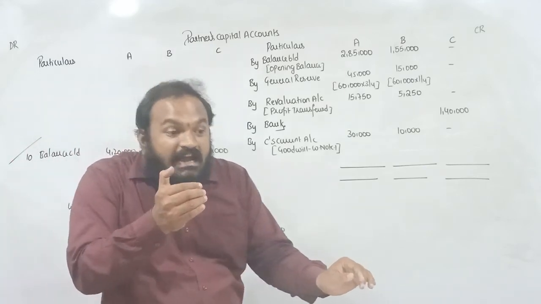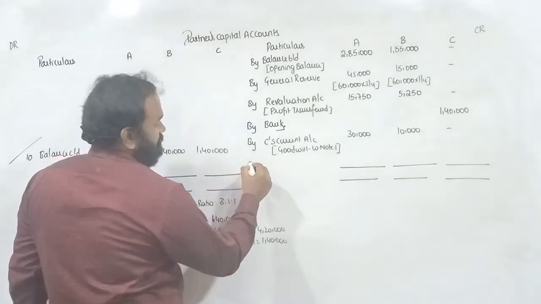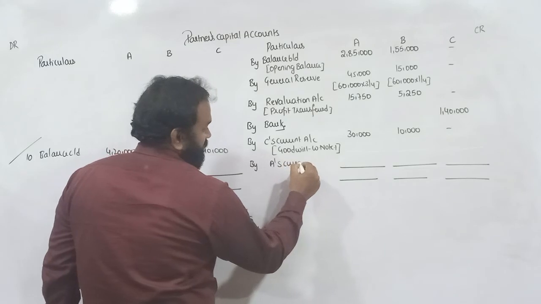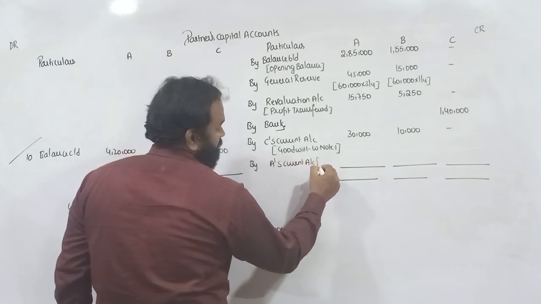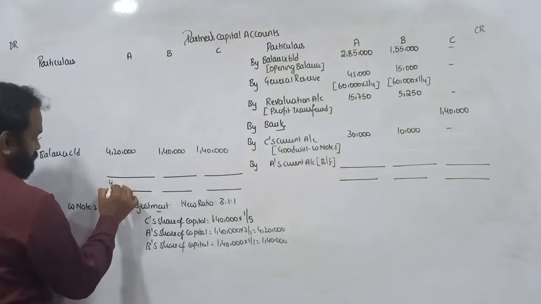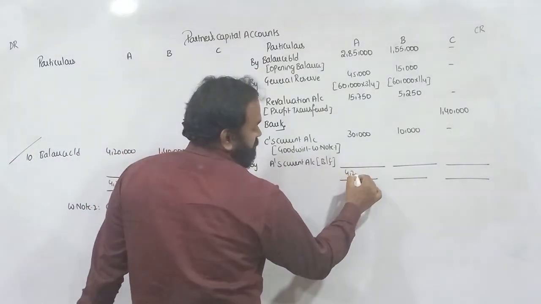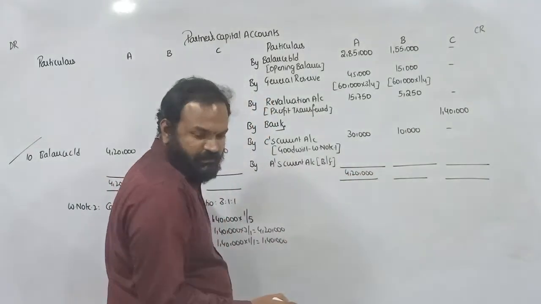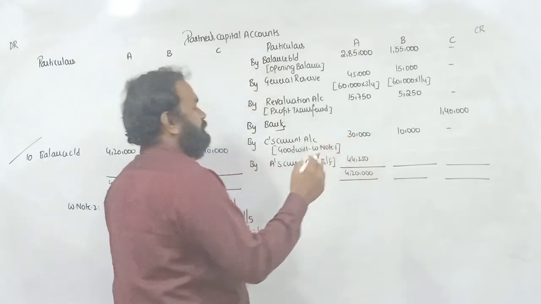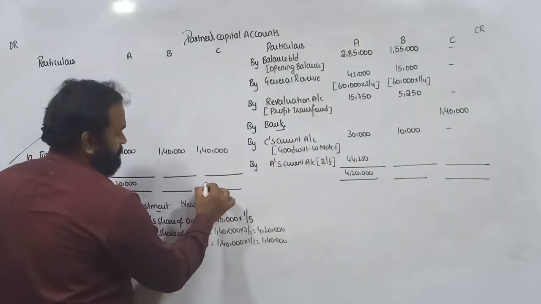He is not asking to bring balance cash, but is asking to adjust to the current account. By A's current account, balancing figure, 4,20,000. What is the balancing figure? It's 44,250. Next, see, 140, 140 same.